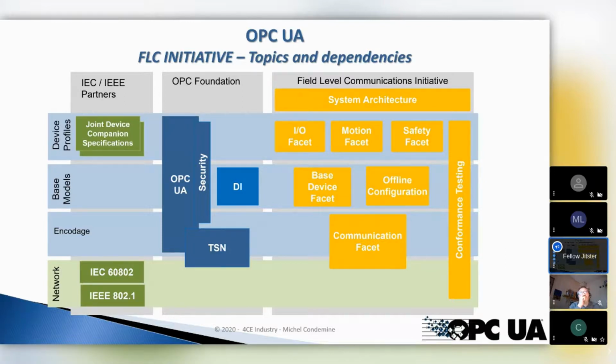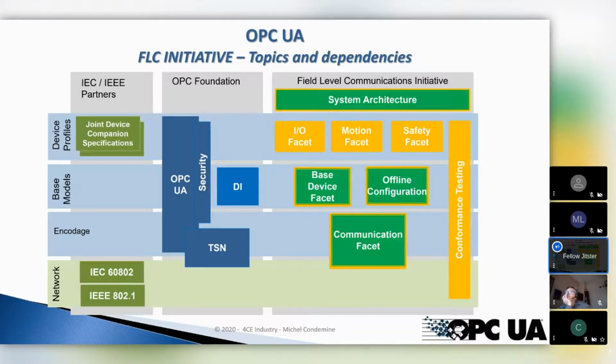The other part comes from the regular OPC UA existing specification and what the UA working group is doing at the moment. And then what is especially done by the FLC working group. So the FLC working group is working on those aspects, or IO facets, motion facet, safety facet, base device. So you can read it. It's mainly the topic I mentioned in the previous slide.